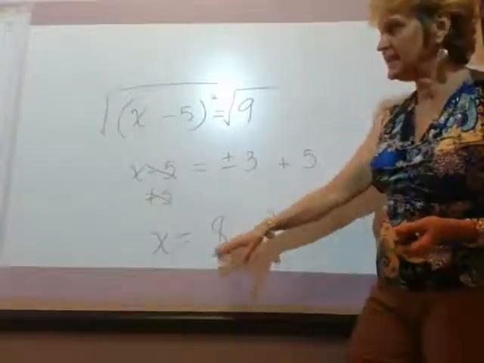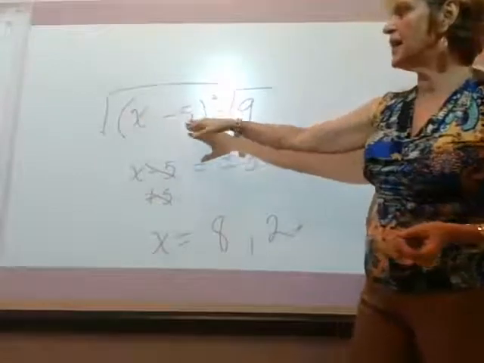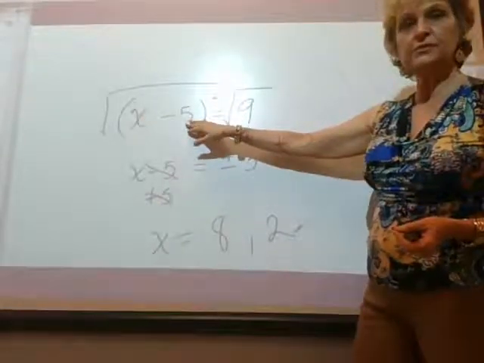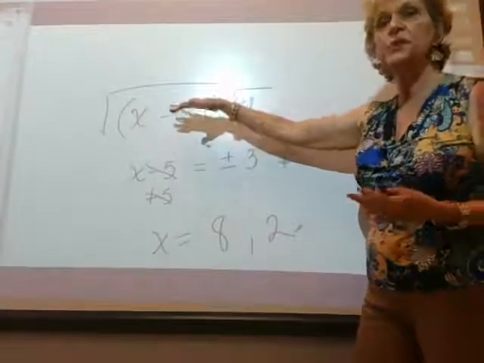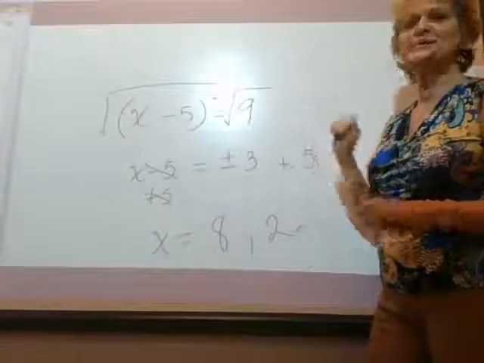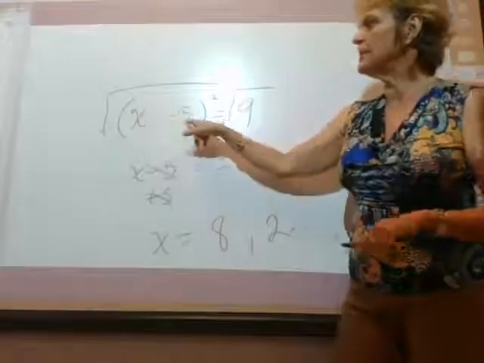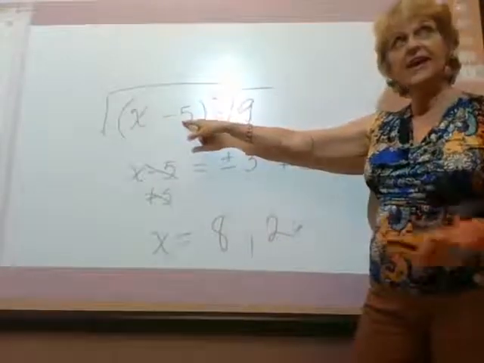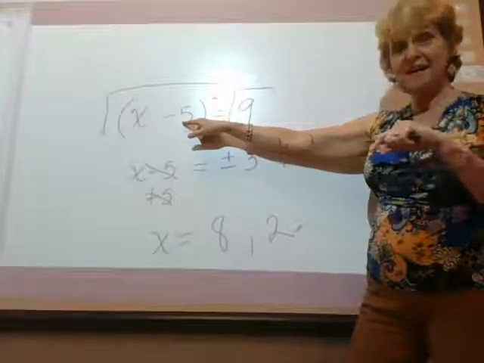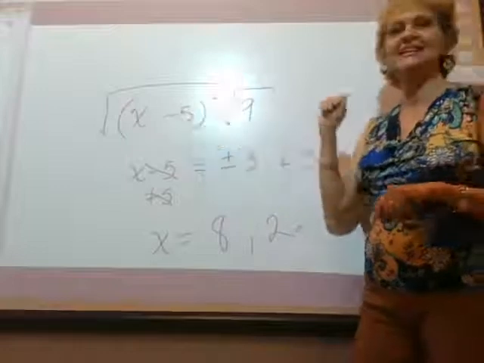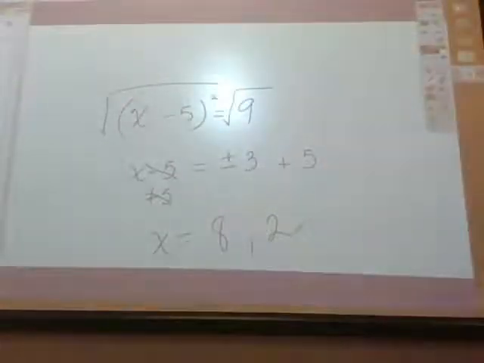If I plug in 8, 8 minus 5 would be 3. 3 squared would be 9. Square root of 9 equals square root of 9. Good. Okay. If I have 2, 2 minus 5 is a negative 3. Negative 3 getting squared is 9. And square root of 9 is 9. So both of those will work. All right, let's do example 4.